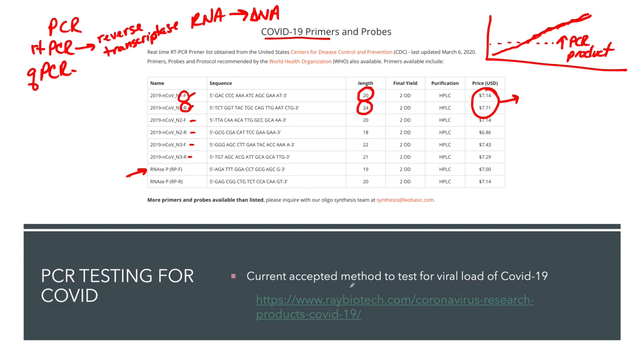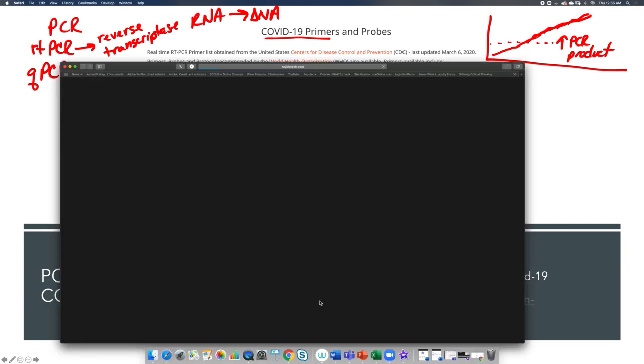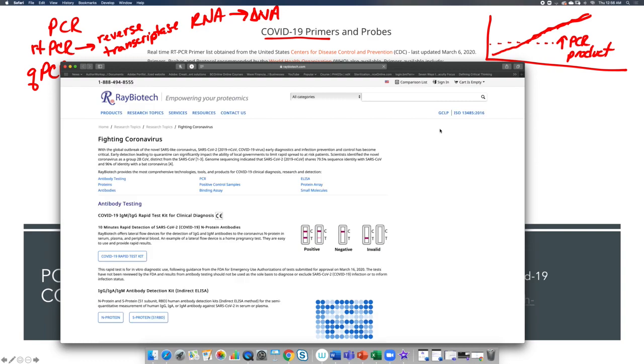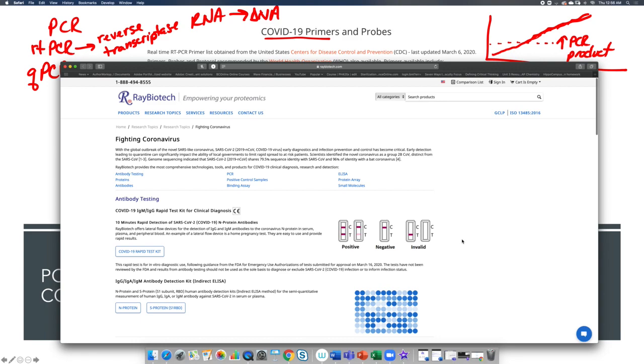If you're interested in looking, what I may do here is take you to this website, which also discusses PCR testing. Let me turn my pen off. We'll get this to open up. So this is another company that I looked at. I wanted to provide a link to you guys that talks about the different types of tests that are used in COVID testing. So fighting the coronavirus here, these are all different types of tests that are used.